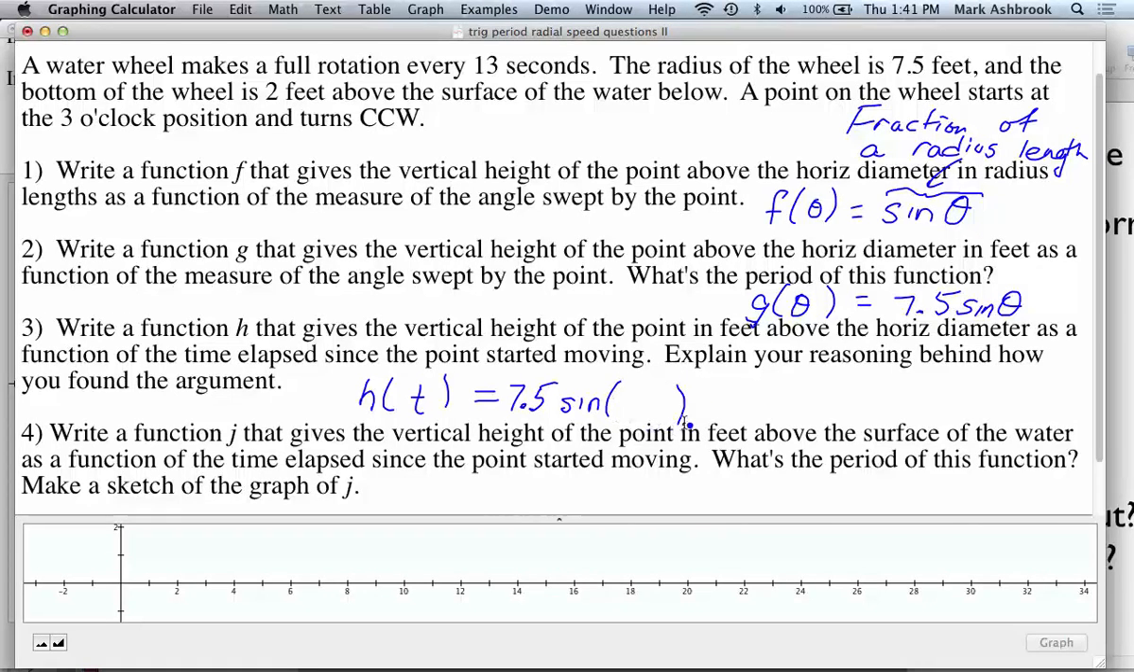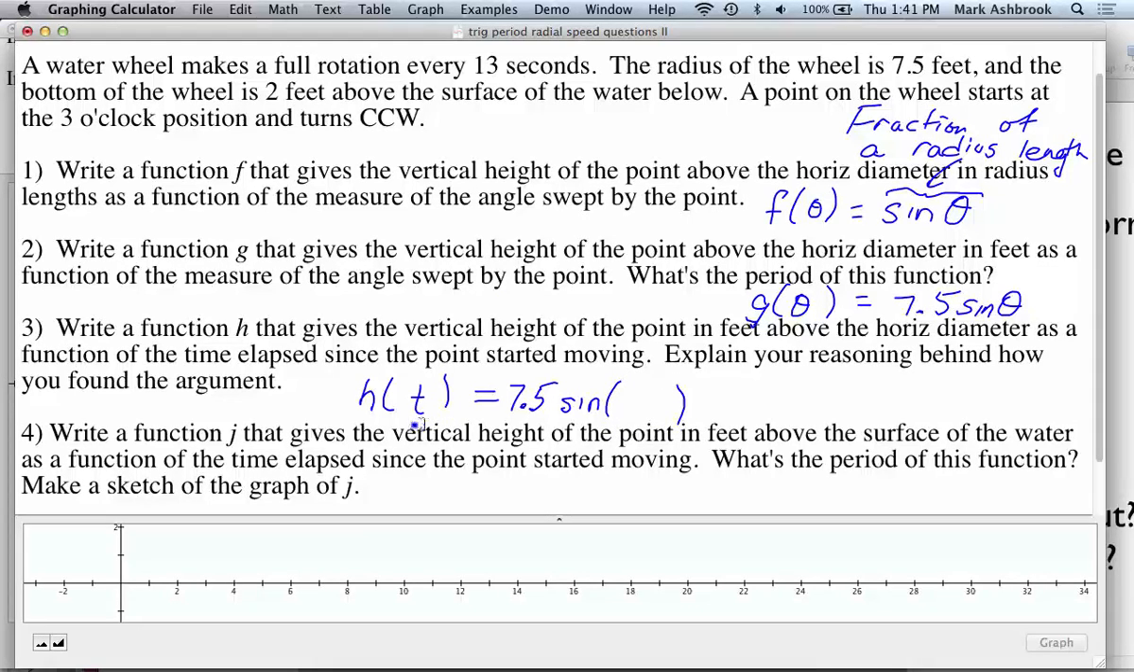So the argument of sine, what quantity will it be? Angle measure? Yeah, so saying it's the argument of sine is really saying it's the same thing as the input of sine, right? And we know what the input of sine is. What is the input of sine? Angle measure, so counterclockwise, and 3 o'clock. Okay, so this whole thing in parentheses is going to be our angle measure.